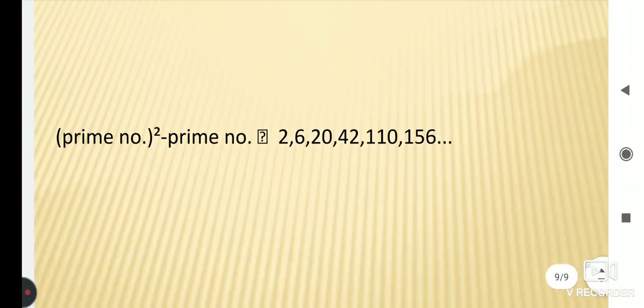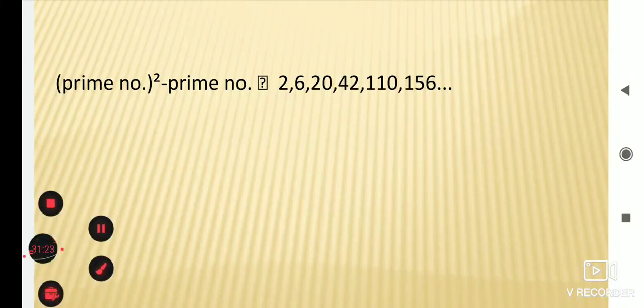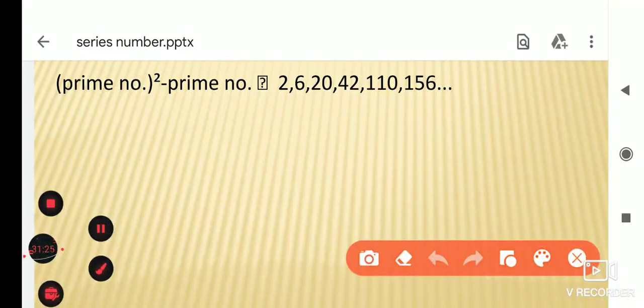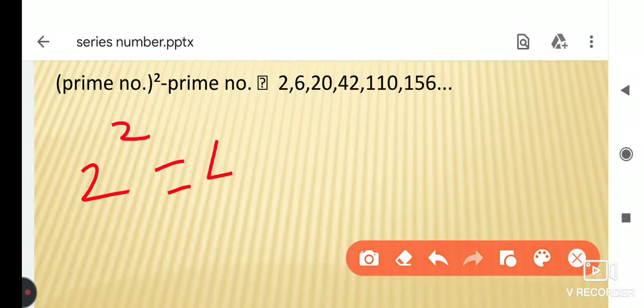The next example is the prime number square minus prime number. The first prime number is 2. This is the only even prime number. The square of 2 is 4, minus 2, we get the answer 2.